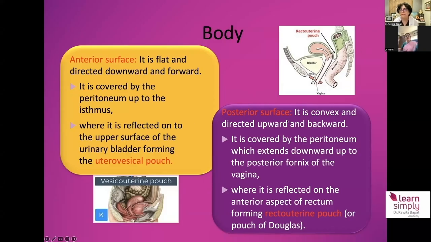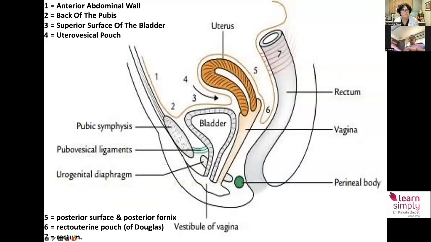So, the uterovesical pouch. And then the posterior surface is convex, directed upwards and backwards. It is covered by the peritoneum, which extends up to the posterior fornix of the vagina, where it is reflected onto the anterior aspect of the rectum. This is the rectouterine pouch. Whenever we talk about the uterus, we should know both pouches. The uterovesical pouch is very, very important, and the rectouterine pouch is very, very important. This is the reflection of the peritoneum going above and reflected on the anterior aspect of the rectum. It's more important.